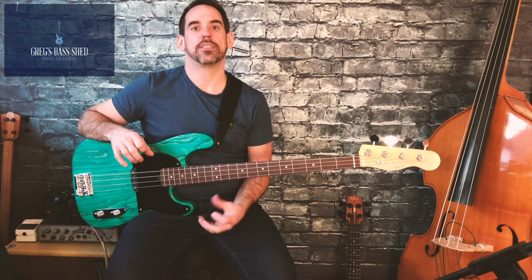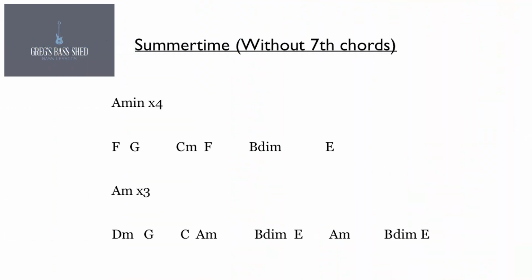So we've looked at key signatures, major and minor, we've looked at relative minors, and we've also looked at some common progressions in major and minor keys. So now, if we look at Summertime, I'm going to put the progression up on the screen. I've taken away all the 7 chords just to simplify it a bit for you.